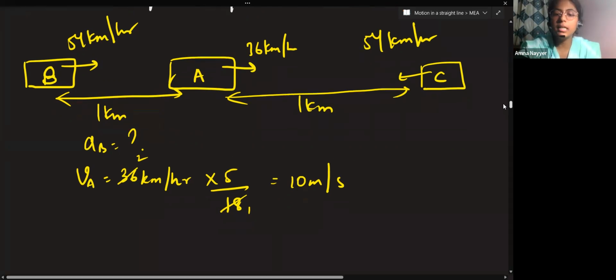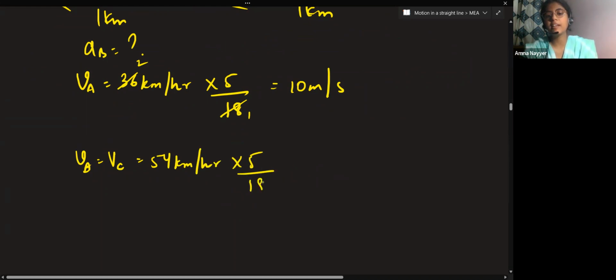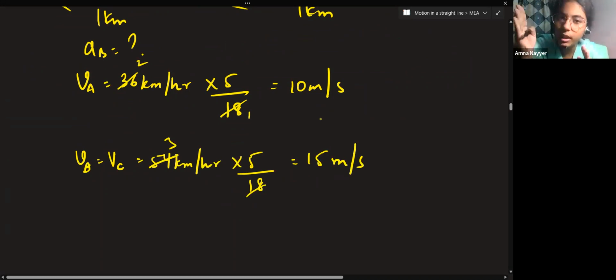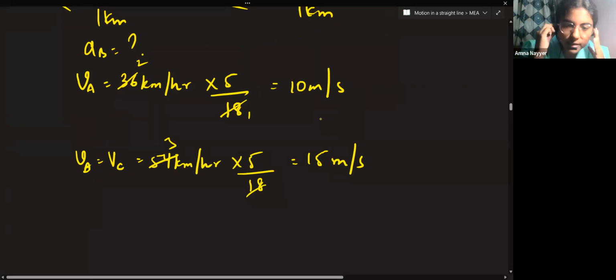Regarding 54 kilometer per hour, as rightly answered by Aisha, so VB will be equal to VC because both are 54 kilometer per hour. So this gets multiplied by 5 by 18. This becomes 3. 3 into 5 will be 15 meter per second. Good, Aisha. So both the velocities clear till here. We have just converted kilometer per hour into meter per second. And the shortest method to convert kilometer per hour into meter per second is by multiplying 5 by 18. Clear till here?